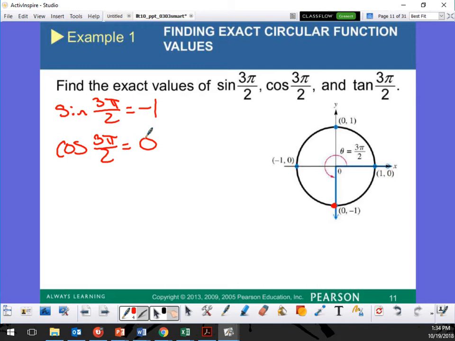Next one, tangent. Tangent is sine, which is the y value, over cosine, right? So tangent of 3 pi over 2 is y over x. That's what you have on your unit circle, right? It says y over x. What is the y value? Negative 1 over, what is my x value? Zero. Negative 1 over 0 gives you what? Undefined. You cannot divide by zero, so this is going to be undefined.